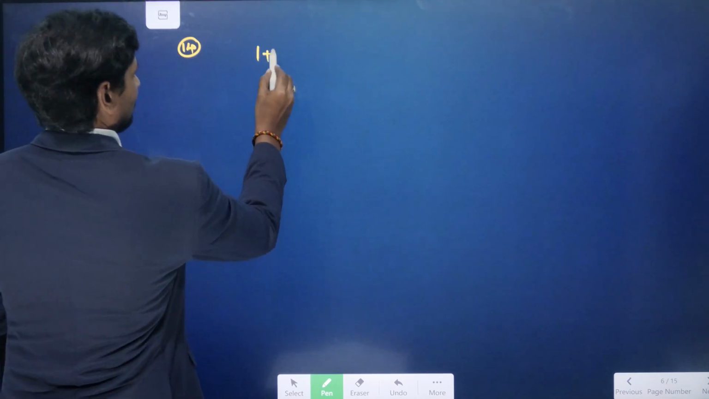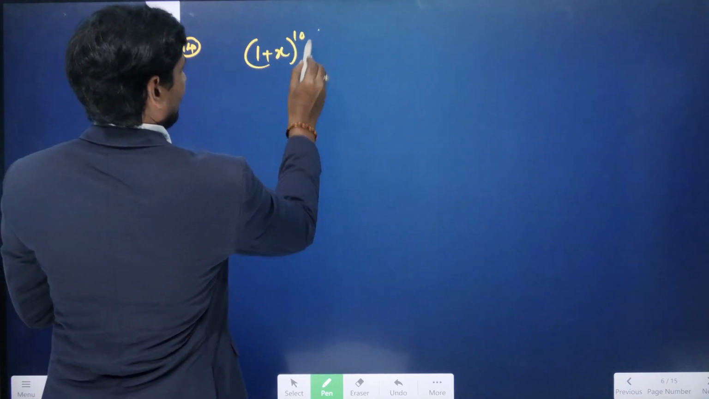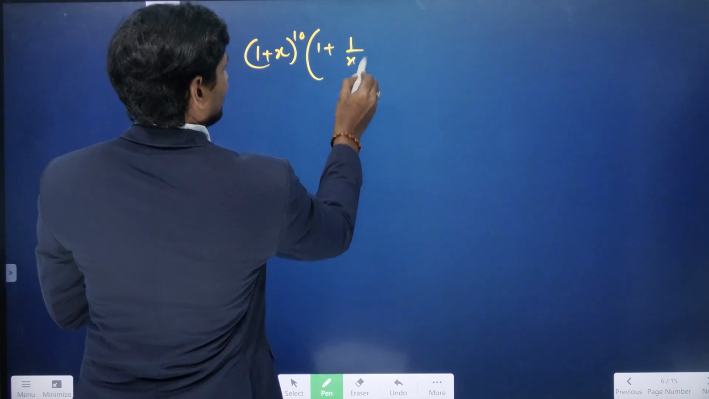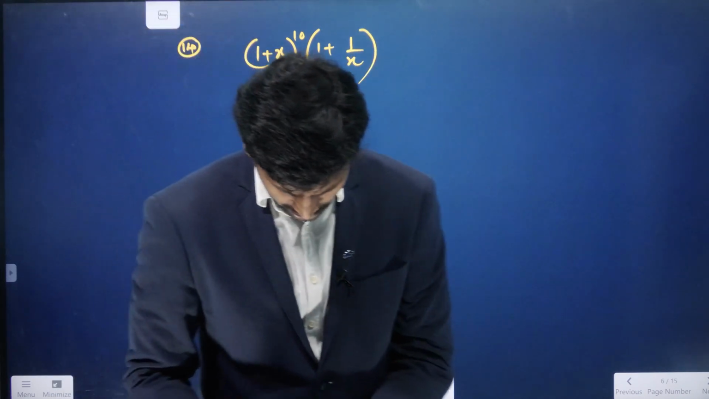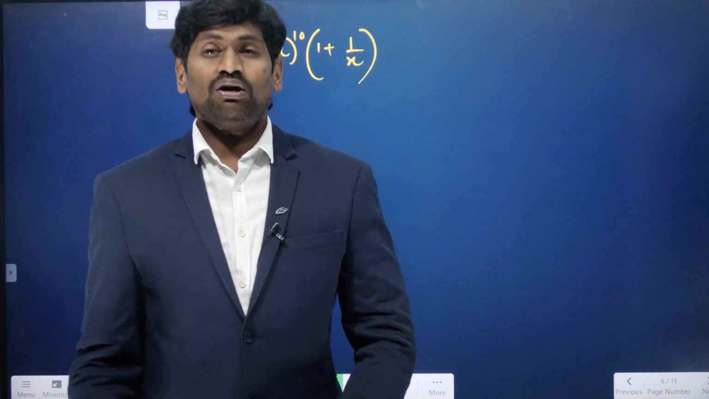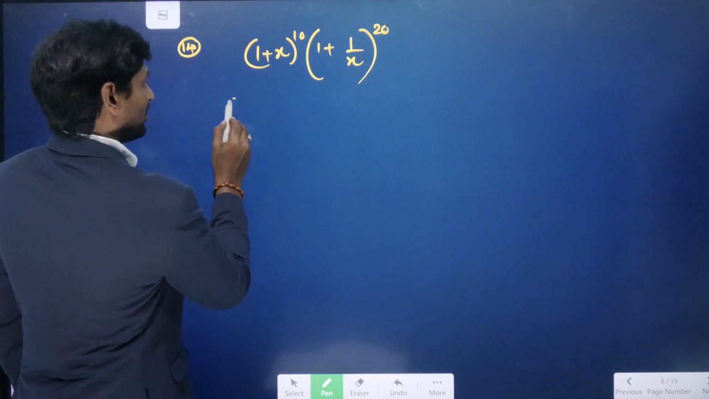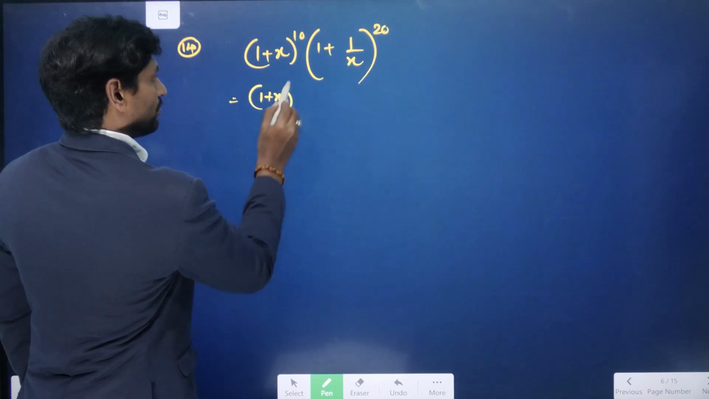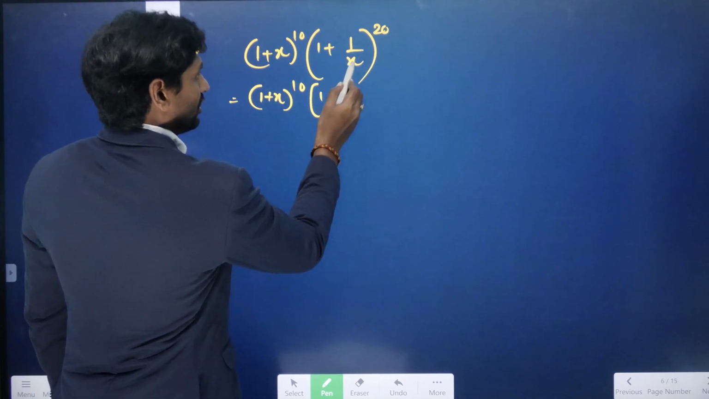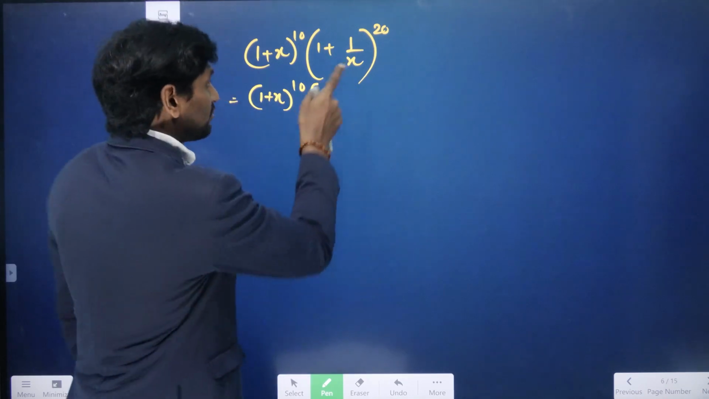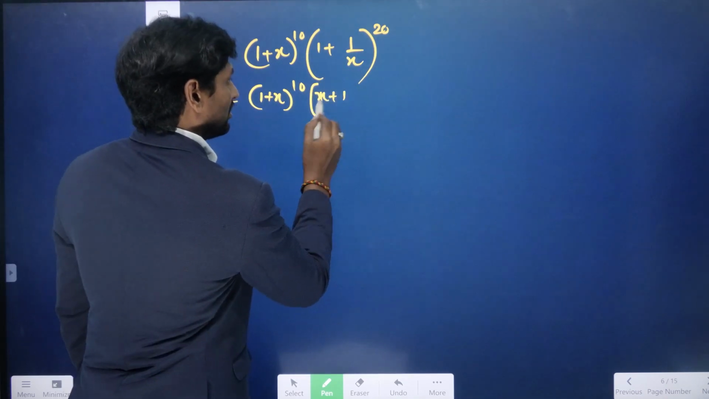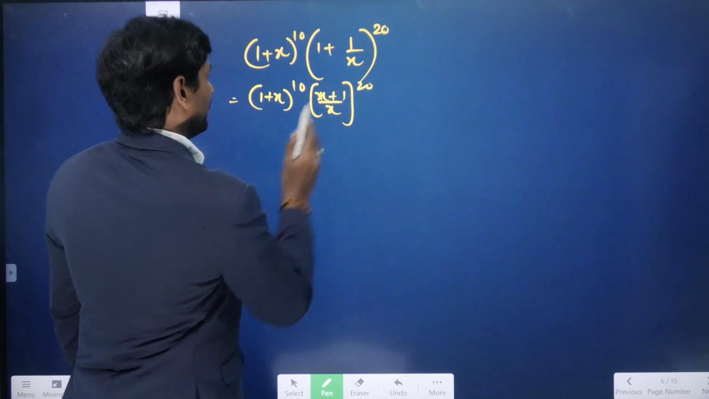Yeah, the 14th one. While you are observing, we need the coefficient of x power 5 in the expansion of (1 plus x) whole power 10 times (1 plus 1 by x) whole power 20. So let us try to simplify this one. (1 plus x) whole to the power of 10 into... it is looking like a mixed fraction, right? The 1 plus 1 by x becomes (x plus 1 by x) whole to the power of 20.